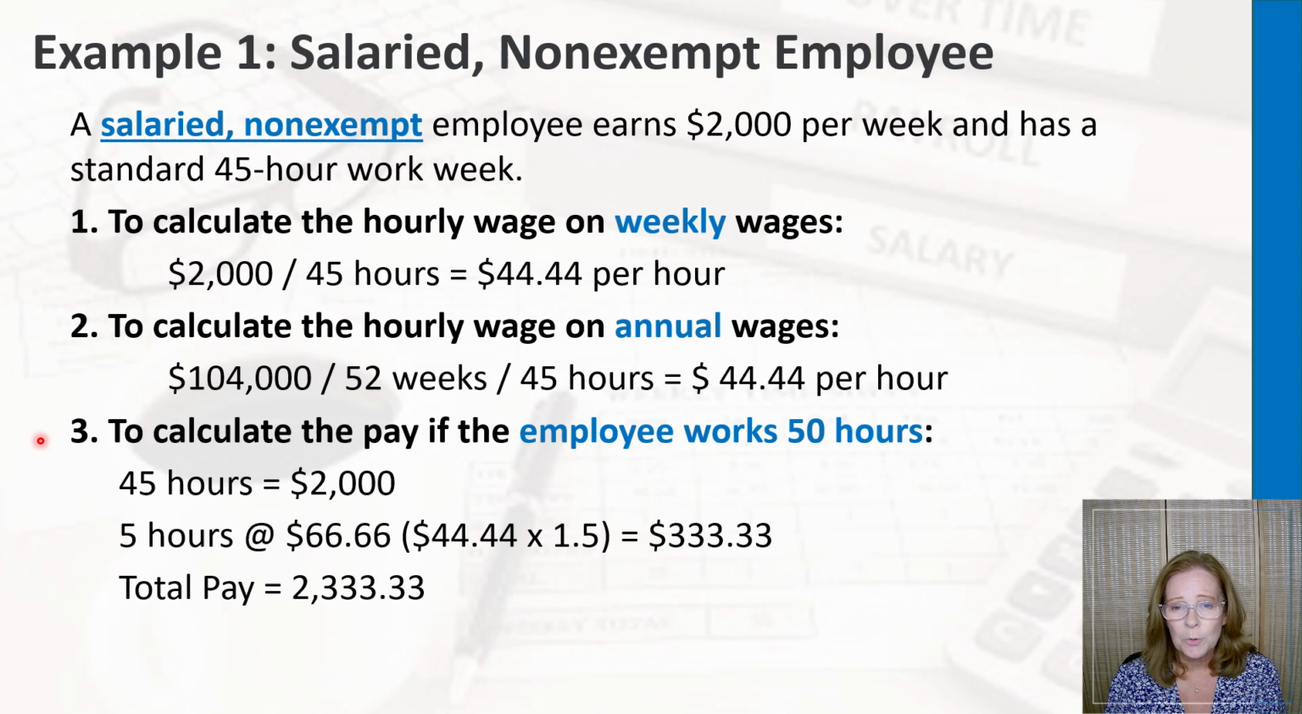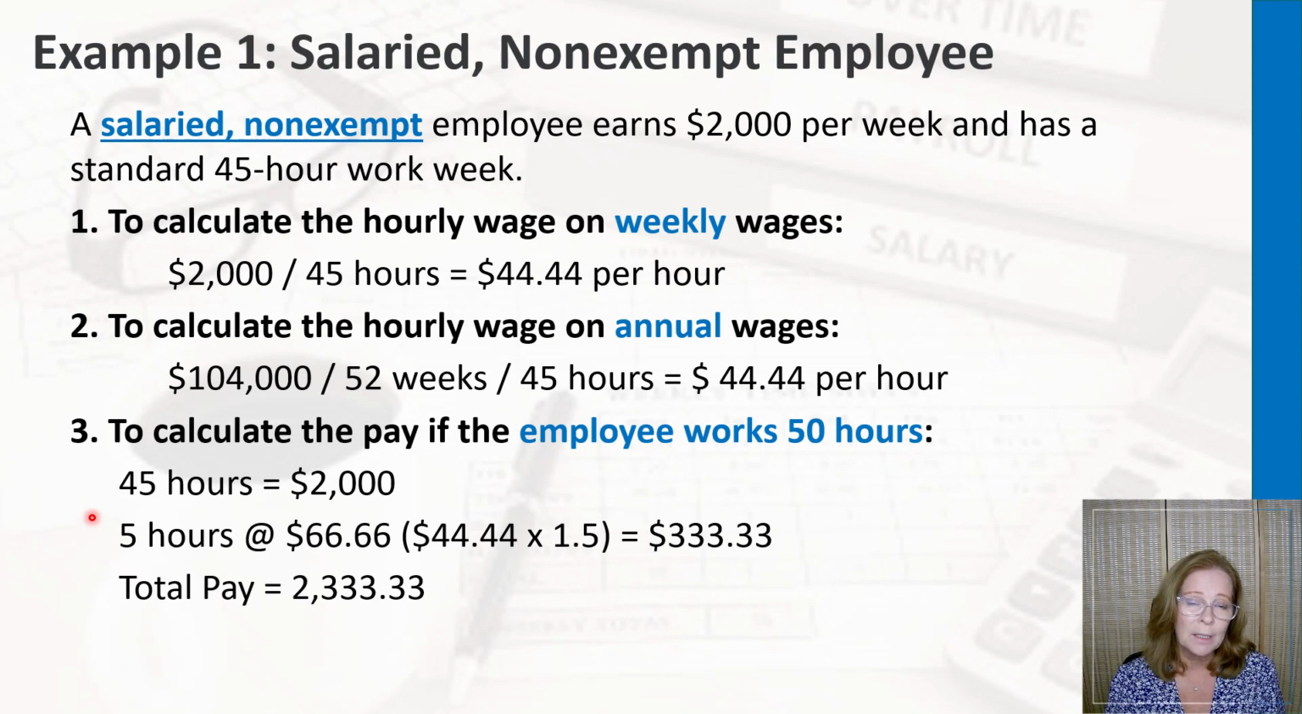In the third calculation, we're calculating what the gross pay would be if the salaried non-exempt employee who has a standard 45-hour work week works 50 hours and earns a weekly salary of $2,000. We would first take the base pay of $2,000 per week for 45 hours and calculate the hourly rate like we did in the first calculation. The hourly rate is $44.44 per hour.